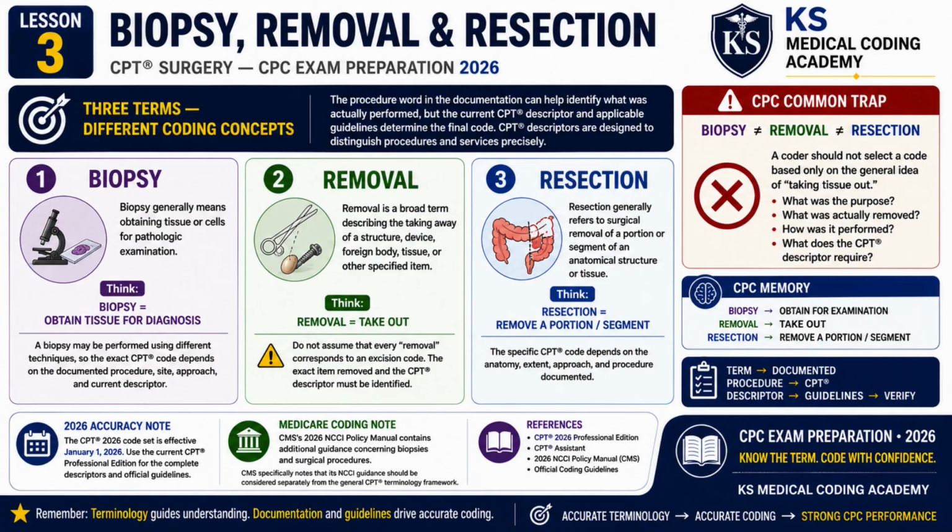The common trap is treating these terms as interchangeable. They are not. Always connect the terminology to the documented procedure, then verify the current CPT descriptor and applicable guidelines before selecting a code. For 2026, use the current CPT code set and official guidelines. For Medicare-specific coding, CMS guidance may also apply. Your CPC memory sequence is: term, documented procedure, CPT descriptor, guidelines, verify. Understanding the terminology is the first step. Accurate code selection requires complete documentation and verification.